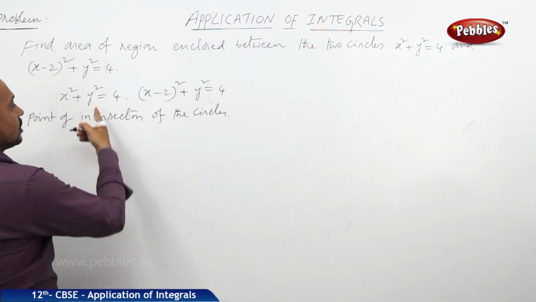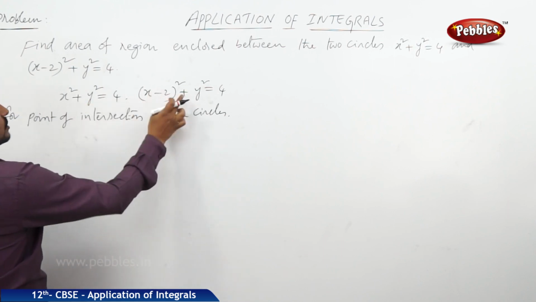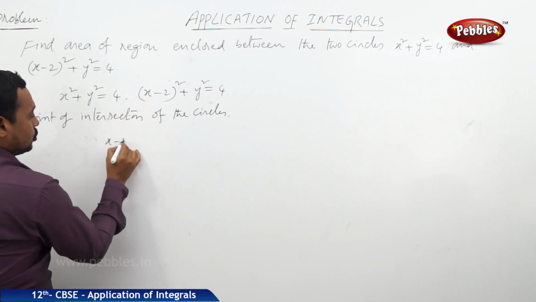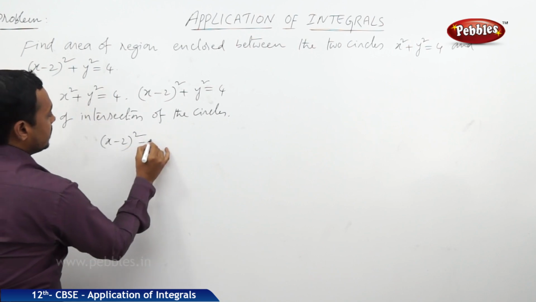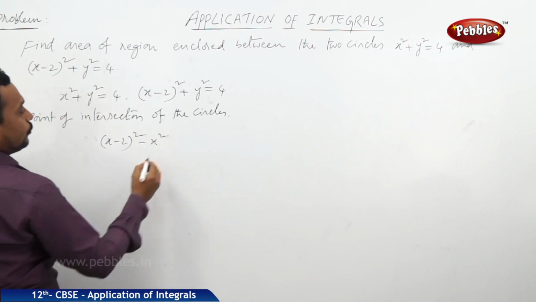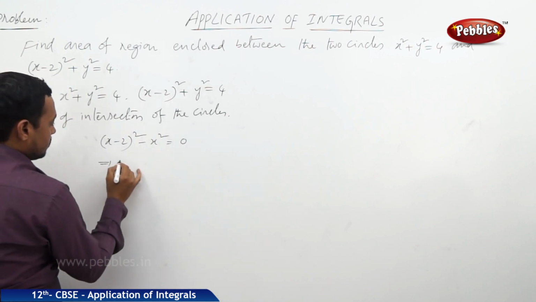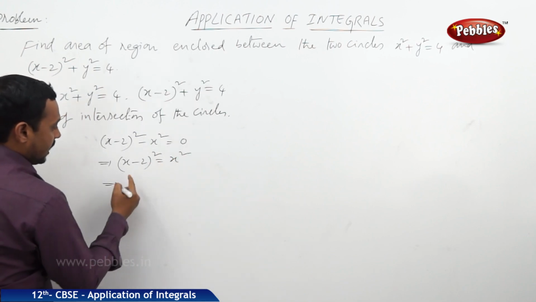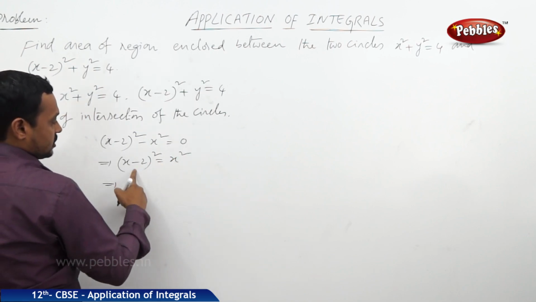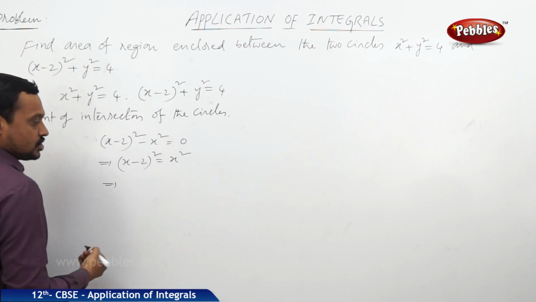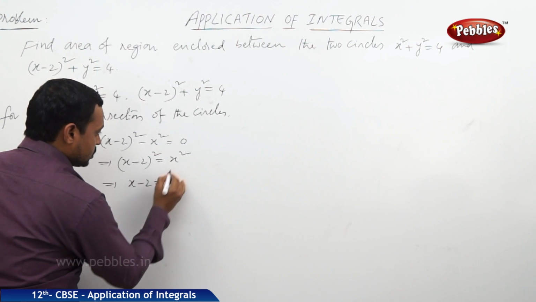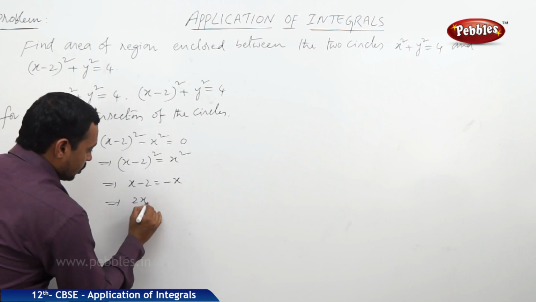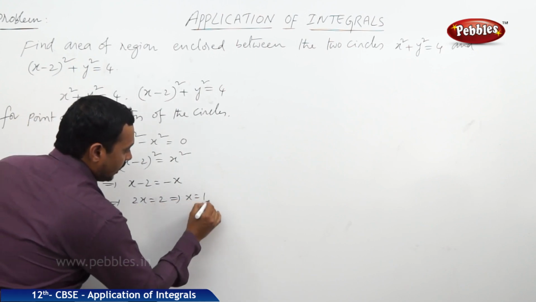Now, elimination procedure. Eliminate any one of them. Here we can eliminate y square directly. So, subtracting these two equations, (x minus 2) whole square minus x square is equal to 4 minus 4, 0. This implies (x minus 2) whole square is equal to x square. Now, this implies x minus 2 is equal to x. When x minus 2 is equal to x, minus 2 is equal to 0, which is not possible. So x minus 2 is equal to minus x is possible. Therefore, 2x is equal to 2 and x is equal to 1.